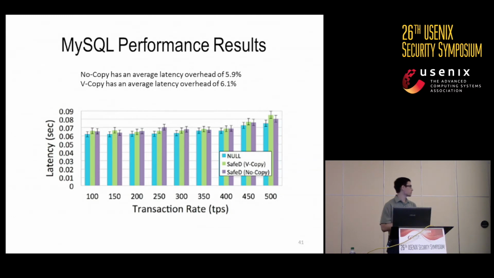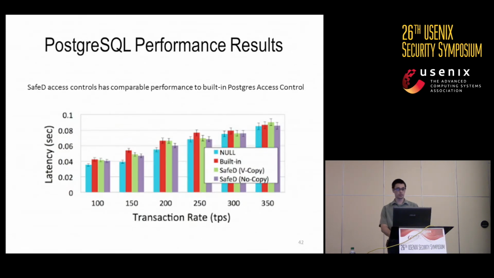So for the first question, we did this on the MySQL database just before. And we see that on average, safety has about a 6% overhead. We consider that relatively low, since we're getting this extra safety guarantee. Now, when we switch over to the Postgres database, we see that the safety access controls have comparable performance to the built-in access controls, which is the red bar here.